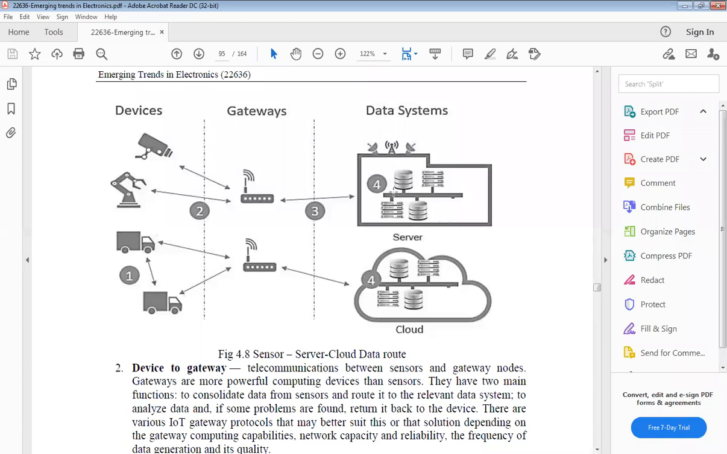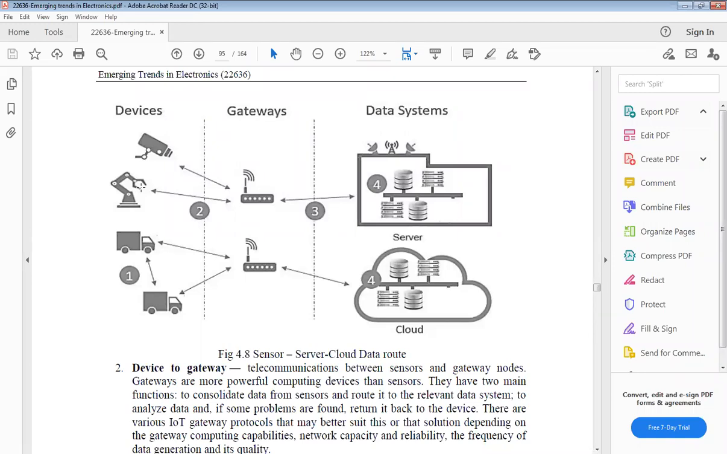Based on that, some actions or commands are generated. That commands are given to gateway. Gateway will give command to this robotic hand, and then according to that, robotic hand will move its actuators, and some picking up action will take place. So where the component is at present, that robotic arm will go there, and it will pick up that device or that thing. Okay, so this is device to gateway data routing.